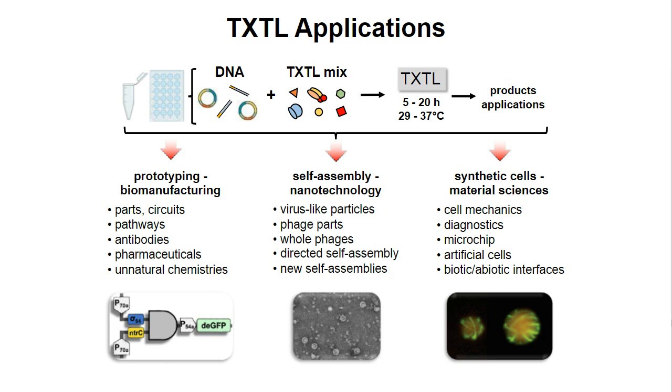The second application of TXTL is self-assembly nanotechnology. You can produce, for example, virus-like particles. You can produce phage parts. You can produce whole phages in test tubes. You can do some directed self-assembly and some new self-assembly. As you can see, just below this paragraph, it is an electron microscopy image of the phage T7 entirely expressed and synthesized in a cell-free gene expression system performed in a test tube.